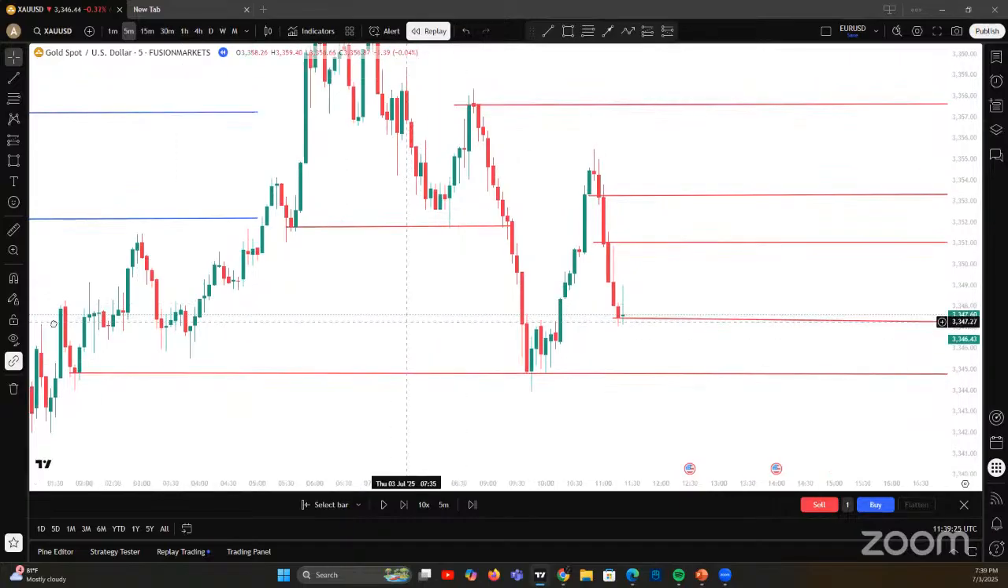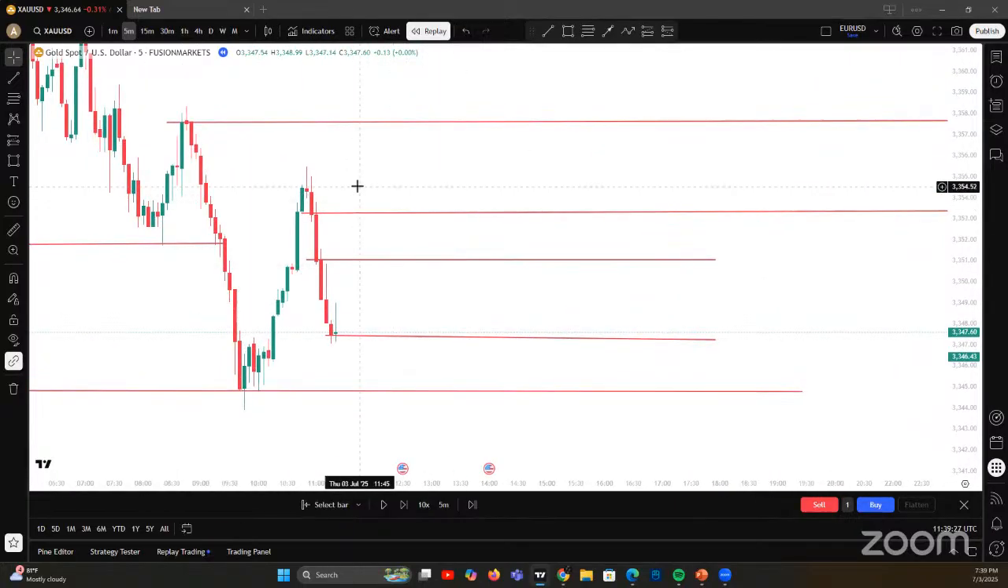Whenever there's a fresh one, that's the best way to trade. You will just wait for the pullback, and you will target this, you will target this, and you will target this. That's it. I hope you get the idea. Okay, moving on now.